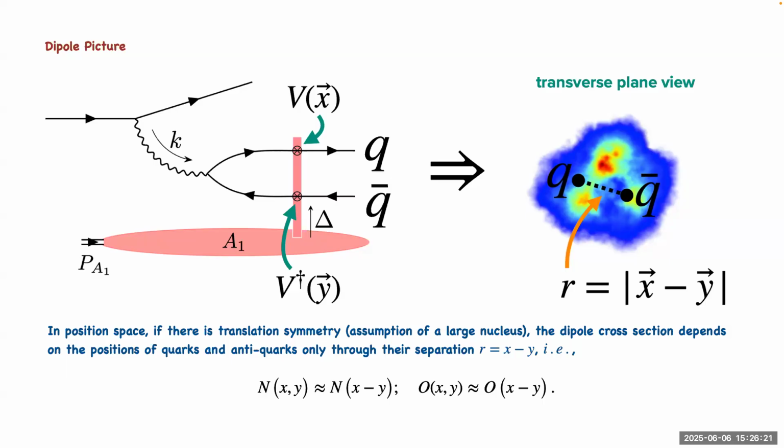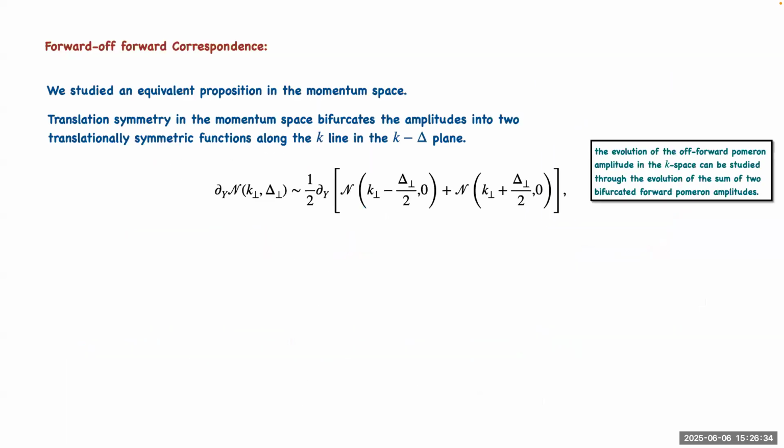So I was thinking, hey, what is the conjugate in the momentum space? I was researching what happens in the momentum space if I apply the same transition, but nothing came up. So I came up with the solution. I studied the equivalent proposition of this translation symmetry in the momentum space, and I actually got a quite interesting result.